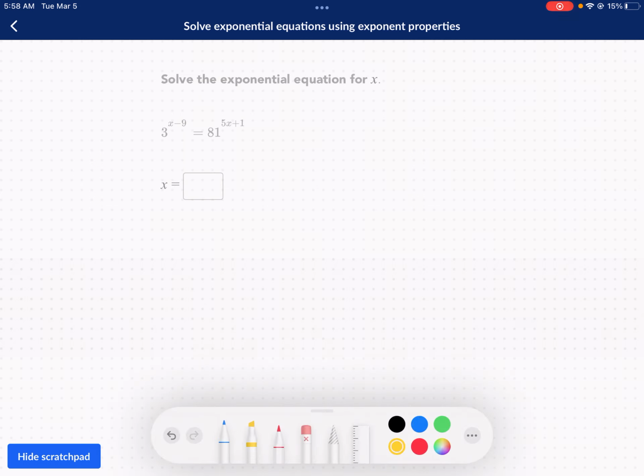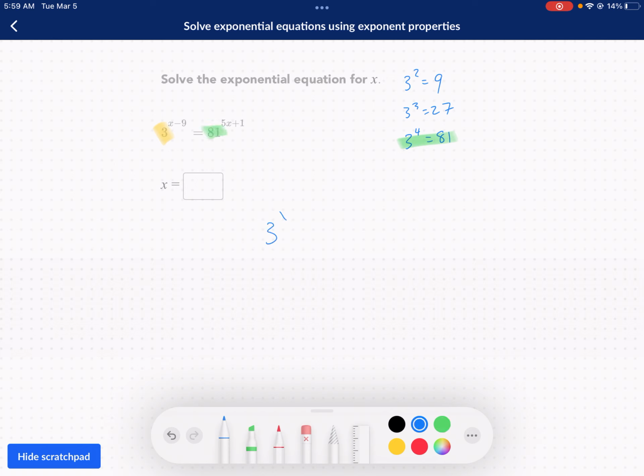Okay, now that you got the hang of it, hopefully you recognize that, again, our first objective is to get these bases to match. We have 3 and 81. I hope you guys see that we have 81 as a power of 3. So if you do 27 times 3, you're going to get 81. So that's 3 to the fourth power. What does that mean for us? Well, that means we are going to rewrite 81 as 3 to the fourth power.